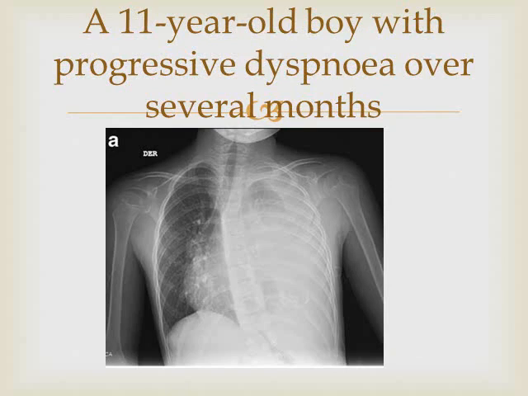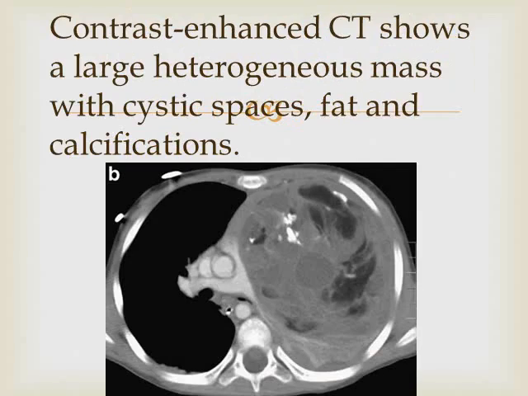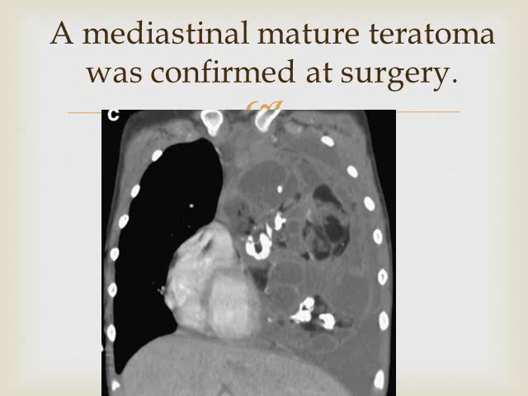This 11-year-old boy presented with progressive dyspnea over several months. And chest X-ray shows a white left hemithorax with some calcifications. The contrast-enhanced CT shows a large heterogeneous mass with cystic spaces, fat and calcifications. A mediastinal mature teratoma was confirmed at surgery.